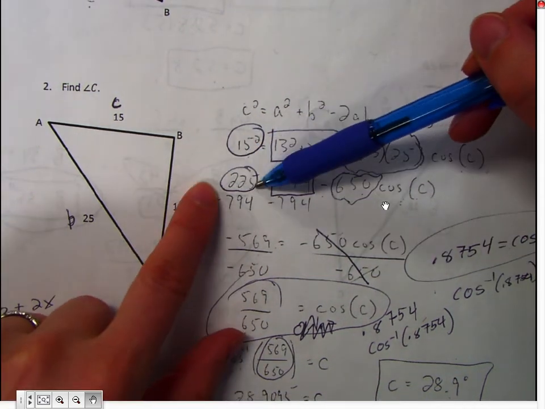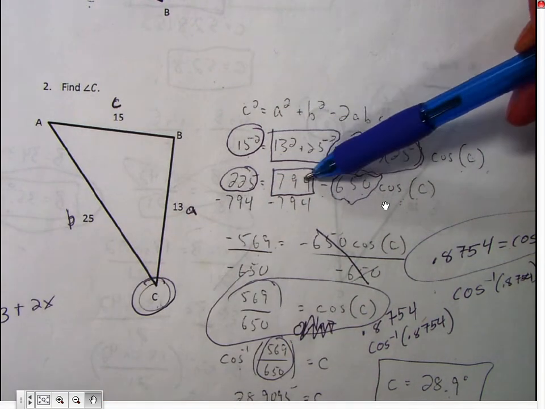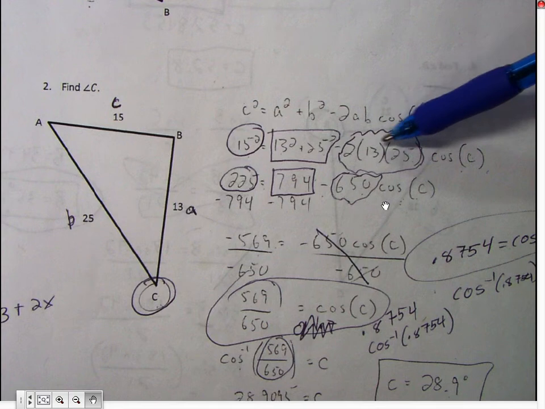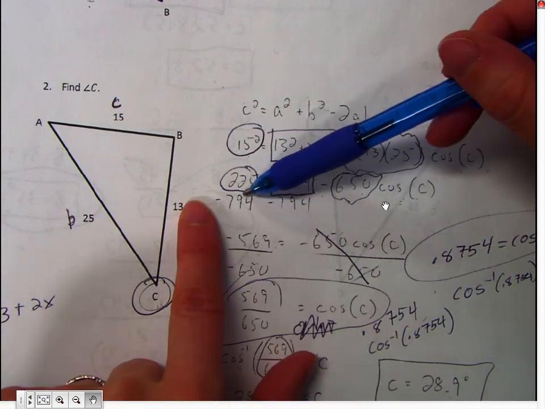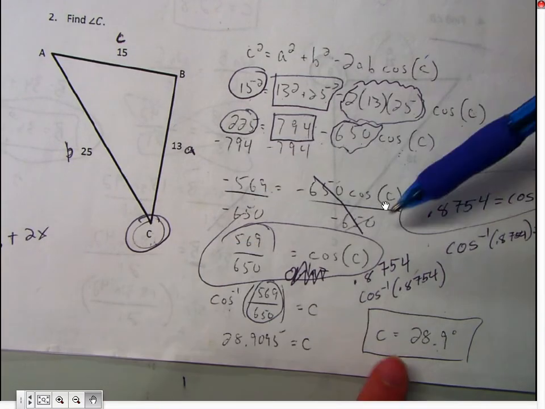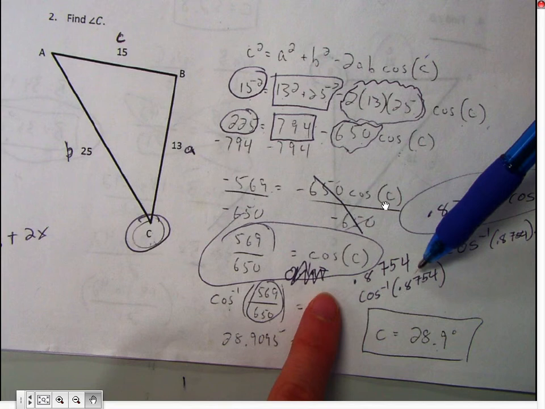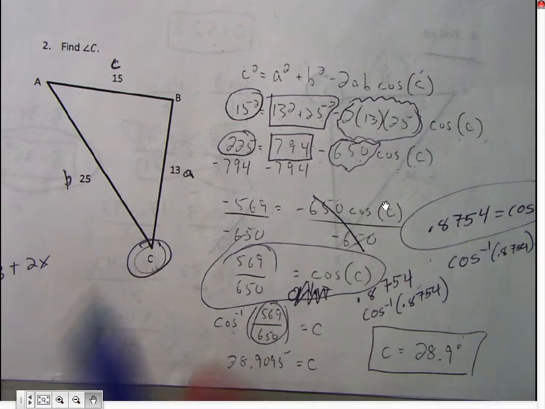15 squared gives me 225. 13 squared plus 25 squared gives me 794. And 2 times 13 times 25 gives me 650. I subtract 794 from both sides. I divide by 650. I find the inverse cosine, and I get 28.9 degrees. Okay. Do you see that we did it in parts right here?